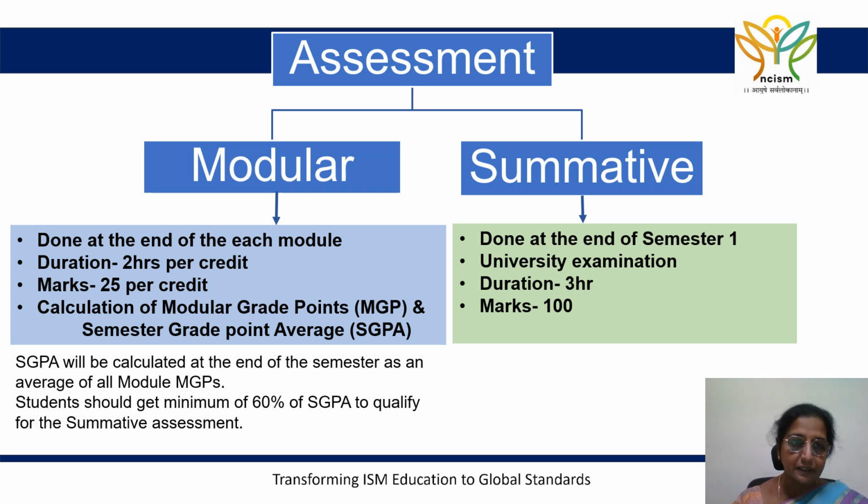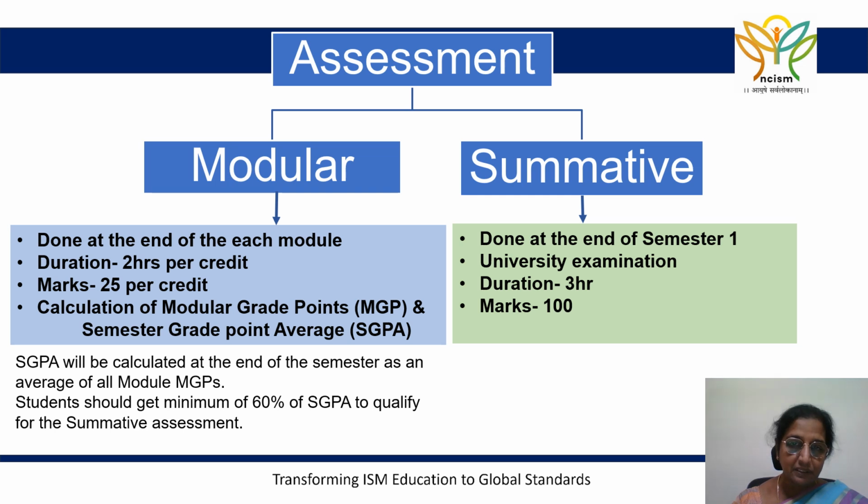Modular assessment is done at the end of each module. It consists of a duration of 2 hours per credit, 25 marks per credit. Here the calculation of MGP and SGPA are done. SGPA will be calculated at the end of the semester as an average of all module MGPs. Students should get a minimum of 60% of SGPA to qualify for the summative assessment.